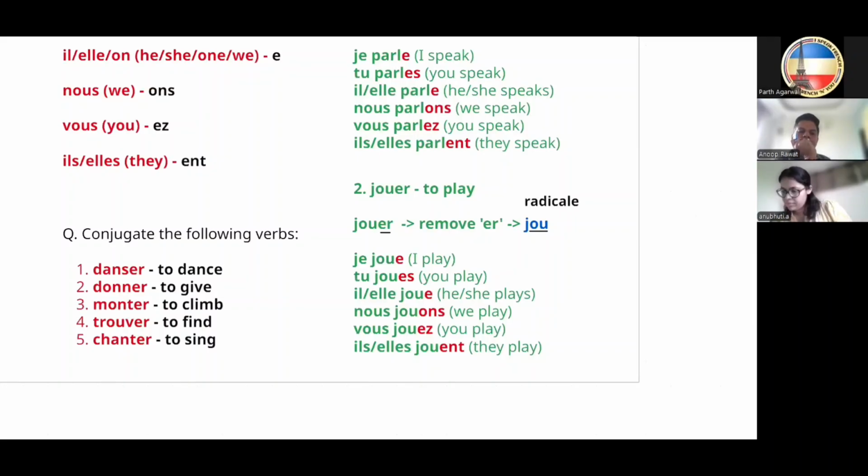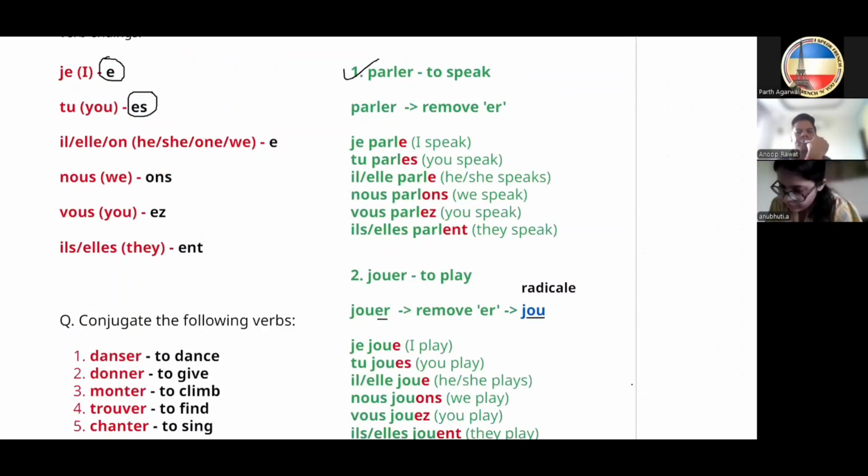Now, with il, what is the ending, Anup? E, right? With nous, what is the ending? ons. What is the ending with vous, Anup? ez, exactement. And with ils and elles, ent, exactement.